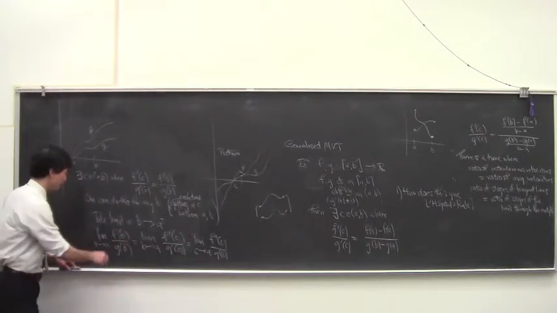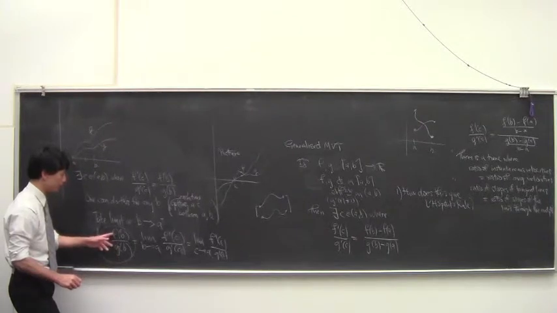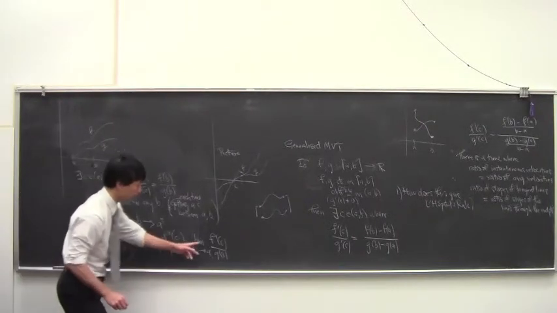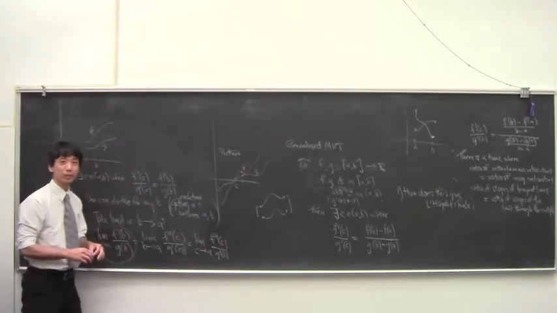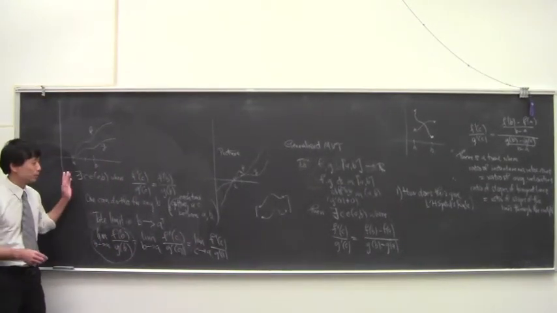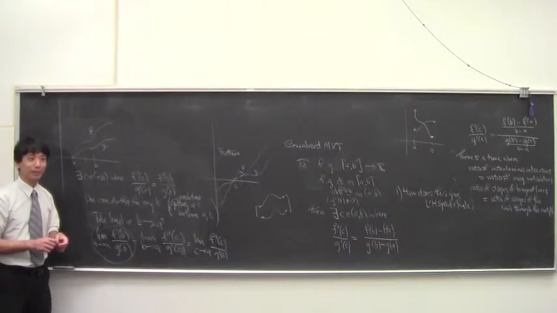So what do you get? The limit of the ratios of the functions is the same thing as the limit of the ratios of the instantaneous velocities. So that's L'Hopital's rule. L'Hopital's rule just comes right out of this generalized mean value theorem.